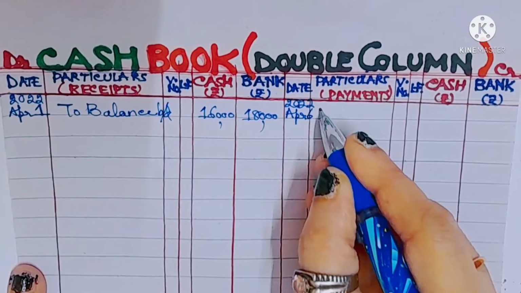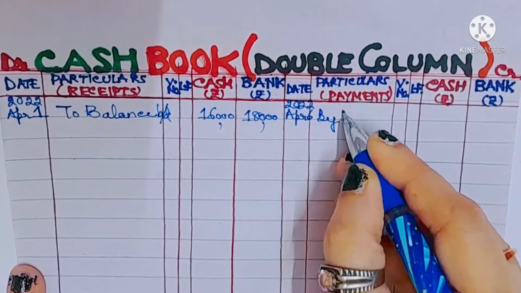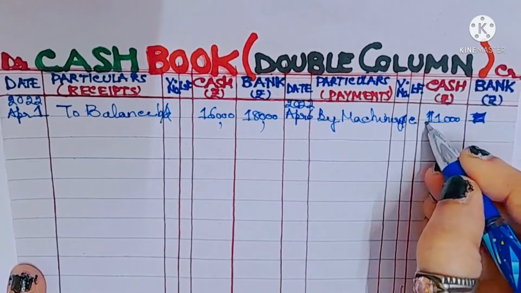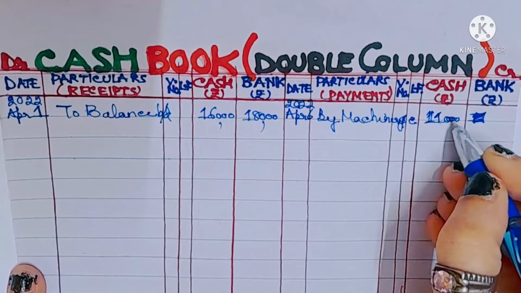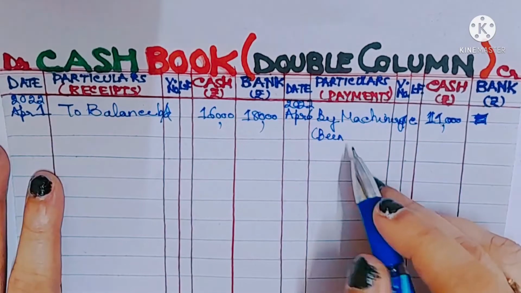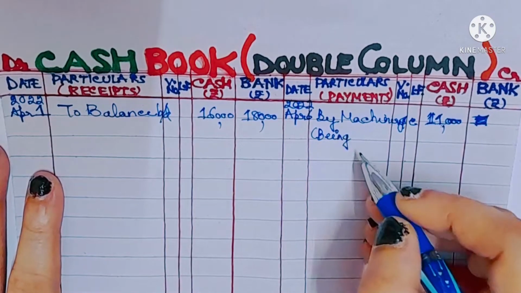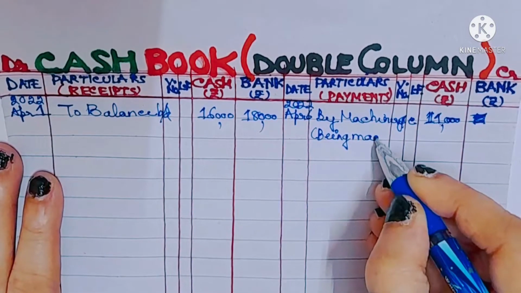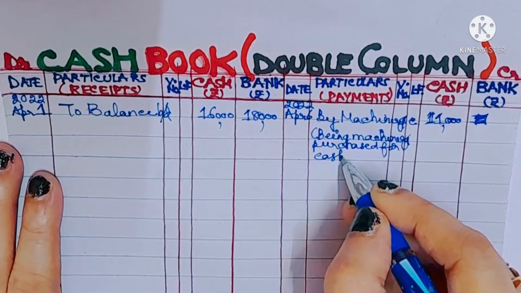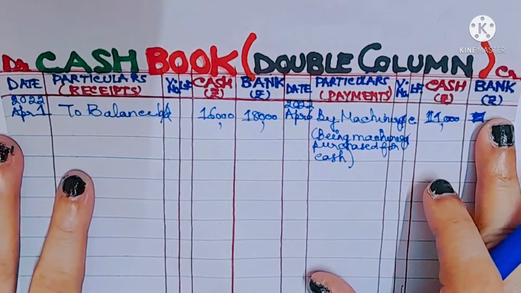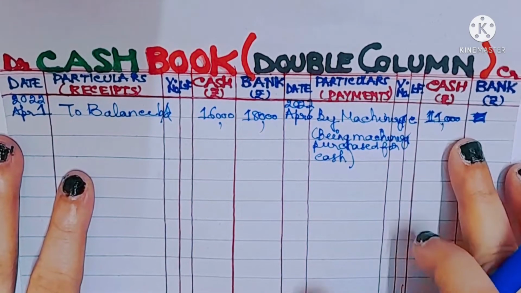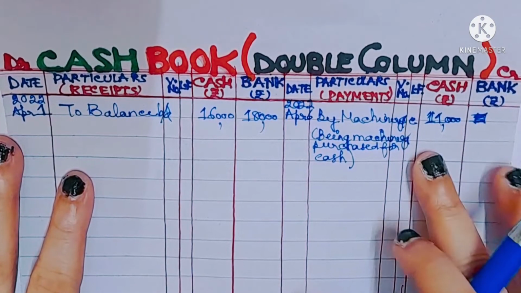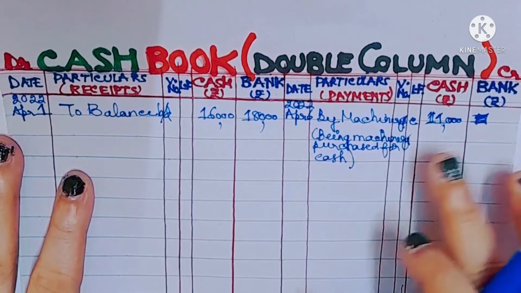So 6th April, by machinery account 11,000. We always have to write narration, otherwise marks will be deducted in the exam. Being machinery purchased for cash. Okay. And moreover, cash column represents cash account. And cash account comes under real account. According to real account, what goes out is credit.